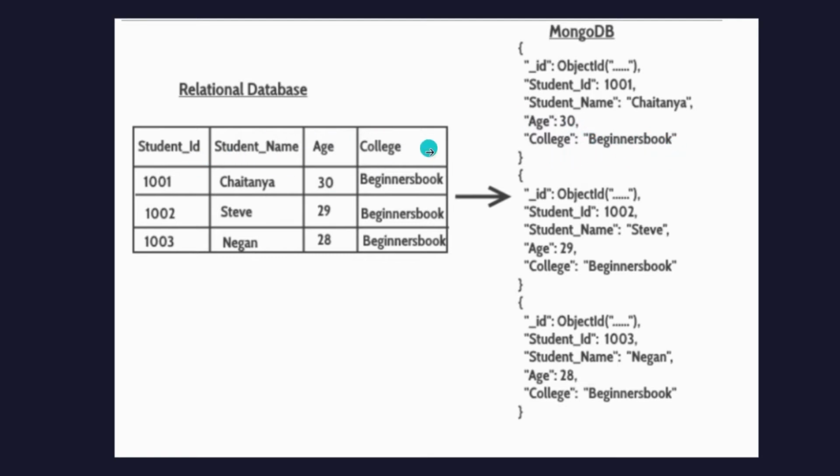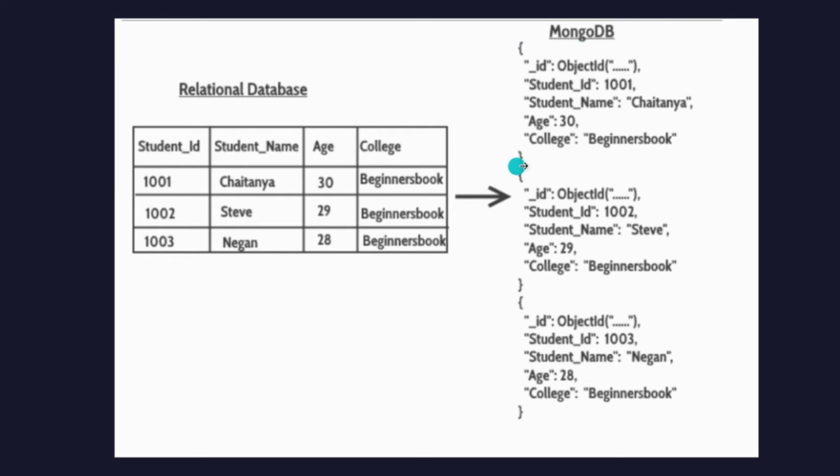Look here, the table has four columns. You can't add a fifth data item in the second row because there is no column for it. But in MongoDB there is no such constraint. You can add four, or you can add just three, like ID and student name, and skip the age. There is no problem in that. So this is the difference in MongoDB, and this is called a document.